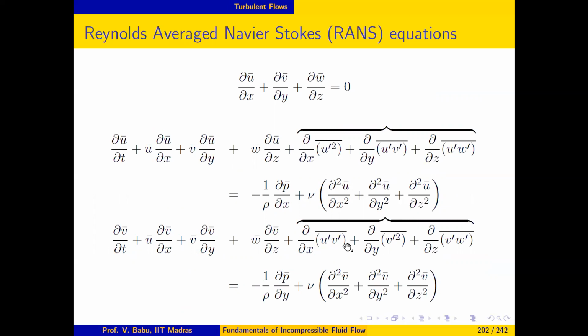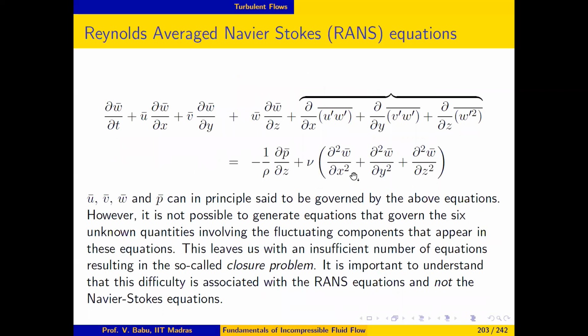So there are actually 9 such quantities, but given the symmetry, for example, u prime v prime bar is the same as v prime u prime bar, we actually have added 6 more unknowns into this set of equations. So in addition to u bar, v bar, w bar, and p bar, we also have these types of unknowns which have been introduced: u prime square bar, v prime square bar, w prime square bar, and so on. So we do not have enough equations to close this system of equations.